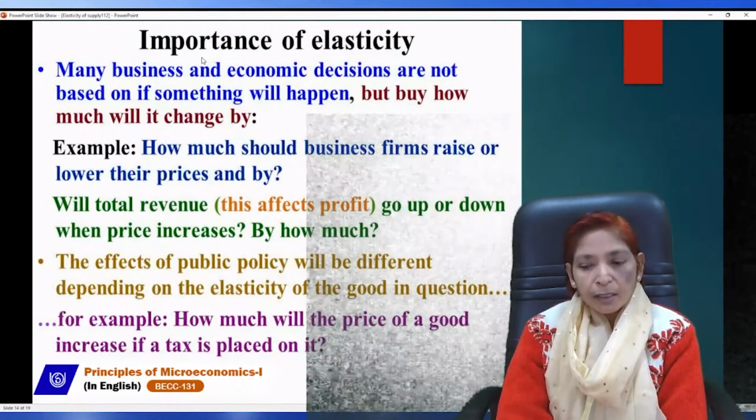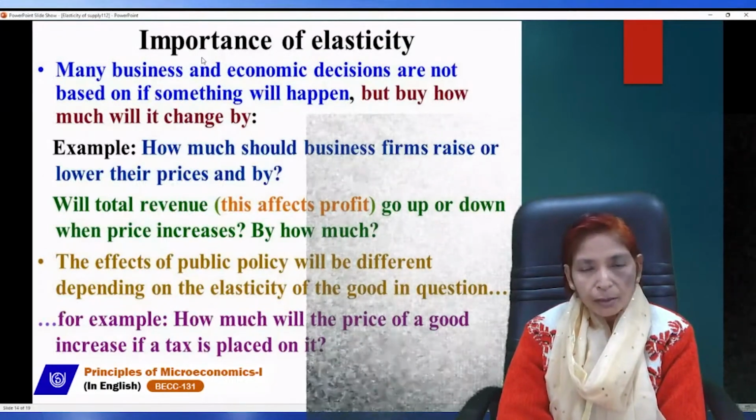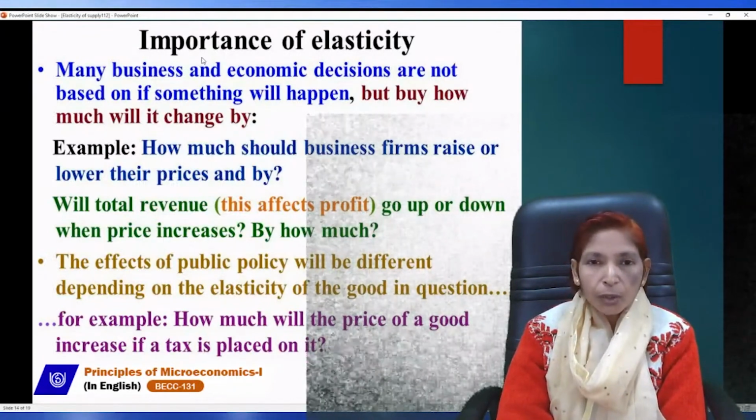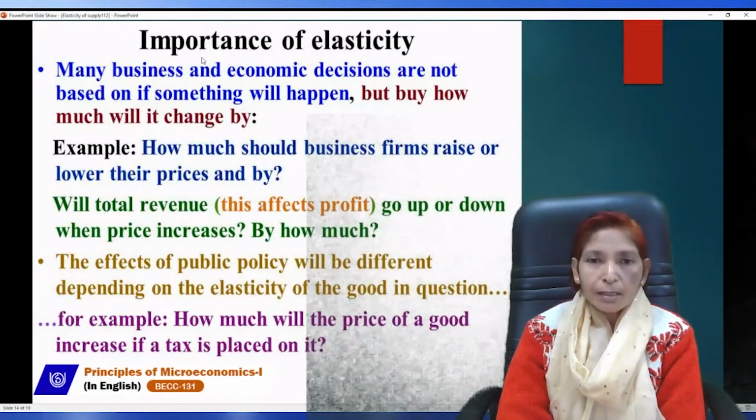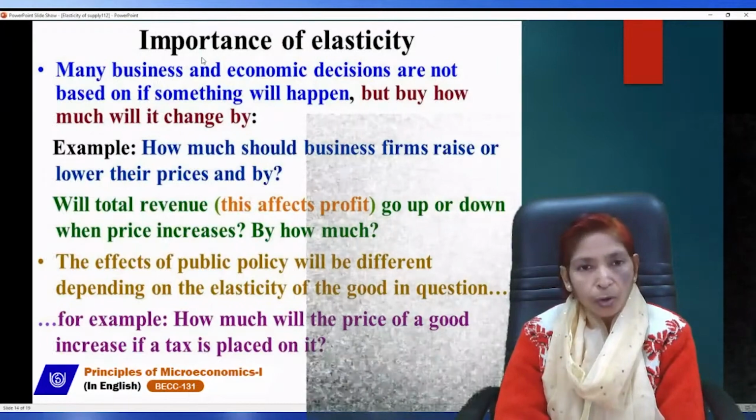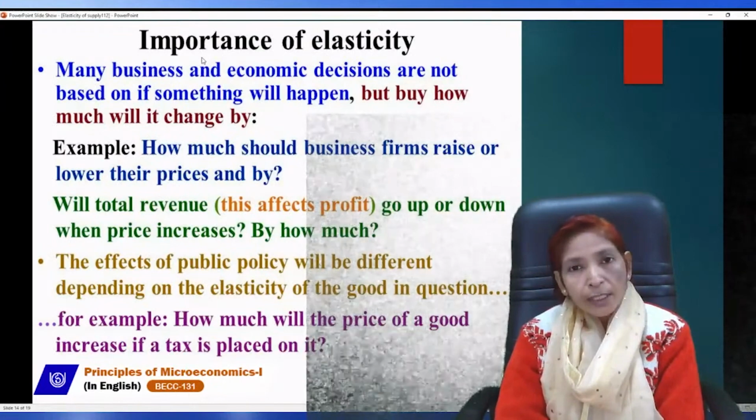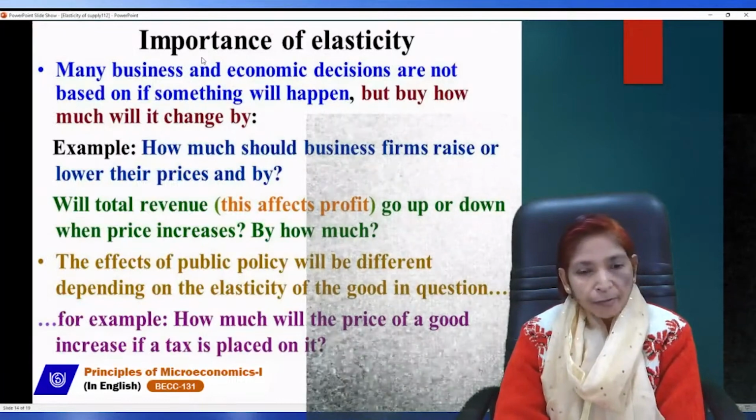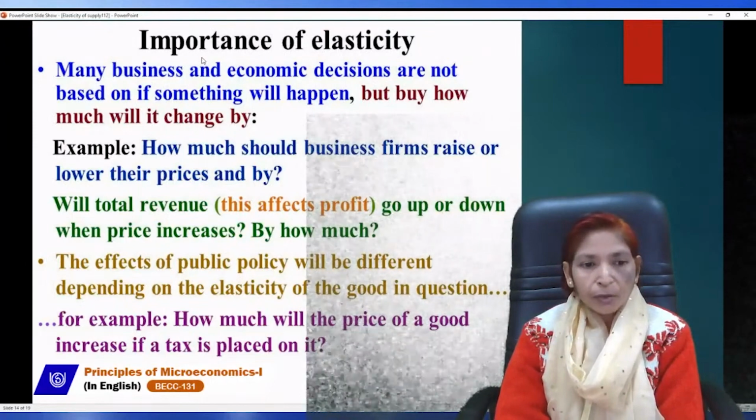If demand is inelastic, price will be higher and the producer's profit will be higher. If demand is relatively more elastic, then price will be lower and a monopoly can't charge a higher price. So when a monopolist wants to fix a price, the monopolist also has to see whether demand is elastic or inelastic. The effect of public policy will be different depending on the elasticity of the good in question.